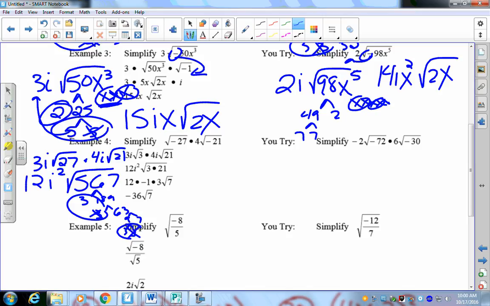Sorry, I'm just looking at my work up above. Oh, sorry guys. This 3, I was looking at the wrong line. There is no 3 there.